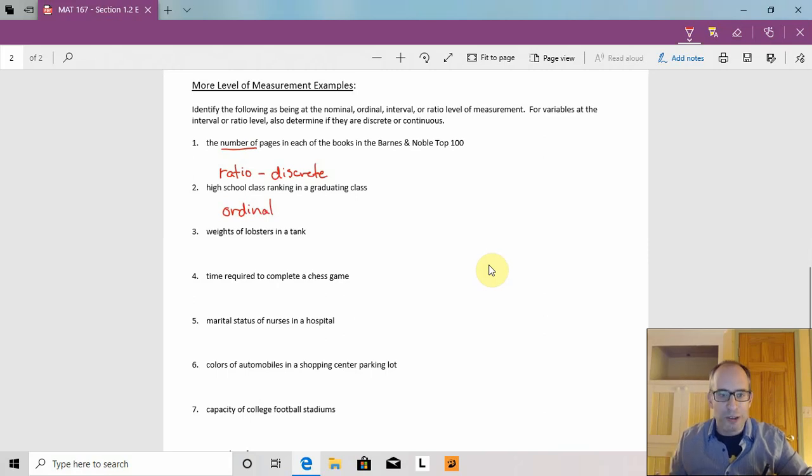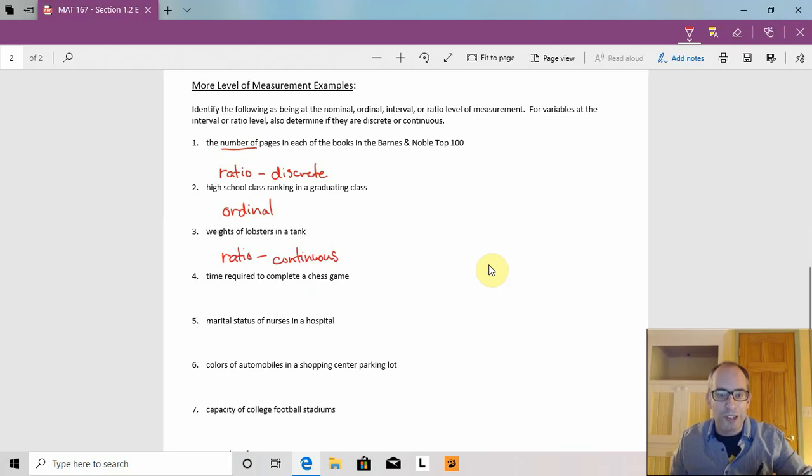Weights, that's a physical measure. So anything that's a physical measure is going to be ratio, and it's going to be continuous, right? So that's pretty quick, right? You couldn't have negative weight, right? If you have a lobster that's 10 pounds, that's twice as heavy as one that's 5 pounds, right? So this one's going to be ratio and continuous, right? It's a physical measure, so it's continuous.